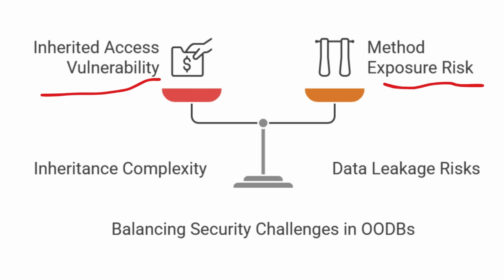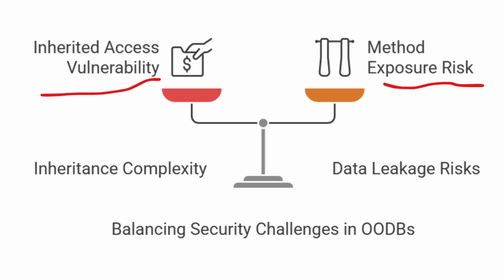This means an attacker who gains access to one object might automatically gain access to related objects. For example, if a hacker compromises an object that stores customer records, they might also gain access to customer payment details, transaction history, and linked accounts. Without strict access control policies, inheritance can expose sensitive data that should remain protected.